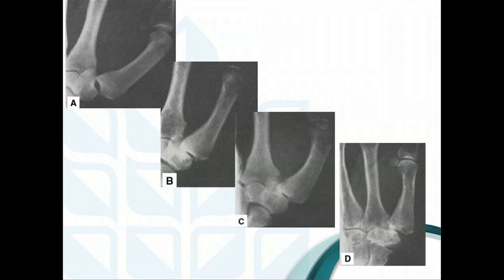And then if we go to stage 4, there's more deformity in that area. Not only is this joint affected, but also the joint underneath it, called the scaphotrapezial trapezoid joint. That joint also becomes affected, and this is stage 4.